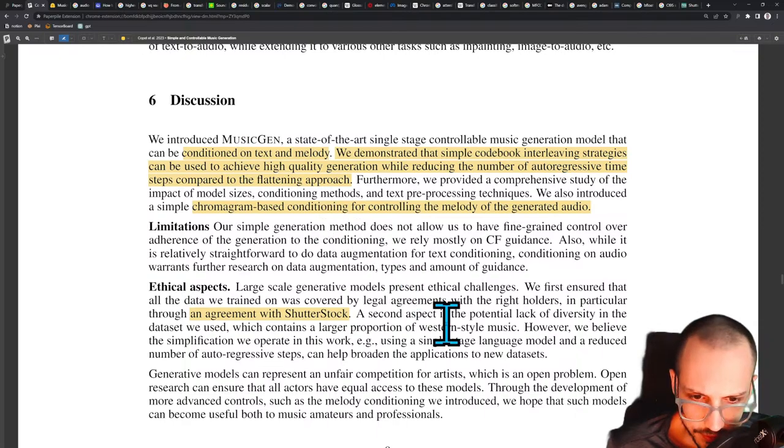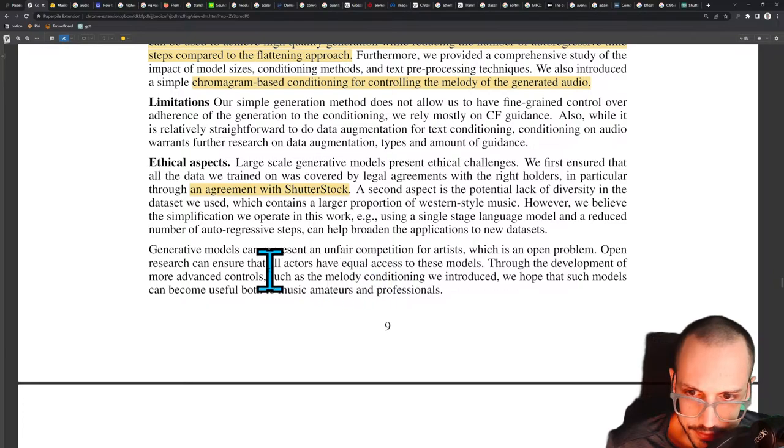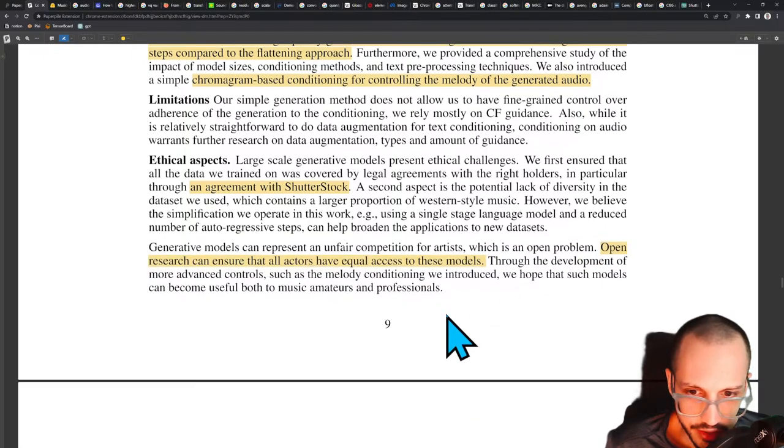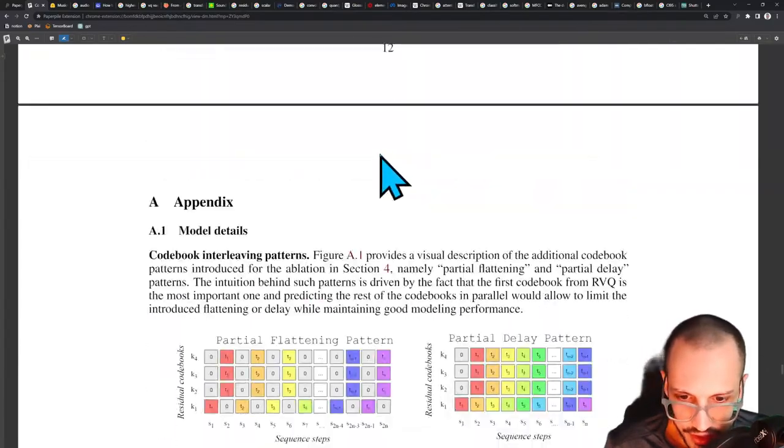Interesting. A second aspect is the potential lack of diversity in the dataset we use, which contains a larger proportion of Western style music. Generative models can represent an unfair competition for artists. Think about the artists. Open research can ensure that all actors have equal access to these models. Agreed. Authors would like to thank multiple people. Cool. Let's see if there's anything in these appendices here.